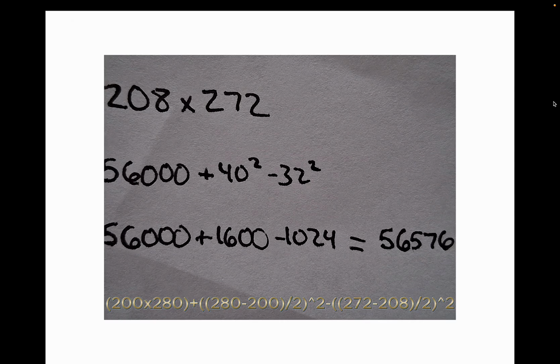And I take 40 squared, I add it to my answer, and then I subtract half of the difference between the two original numbers. The difference between 208 and 272 is 64, so that is 32 squared. And I get 5600 plus 40 squared minus 32 squared. So 40 squared minus 32 squared is 576. So my answer is 56,576.